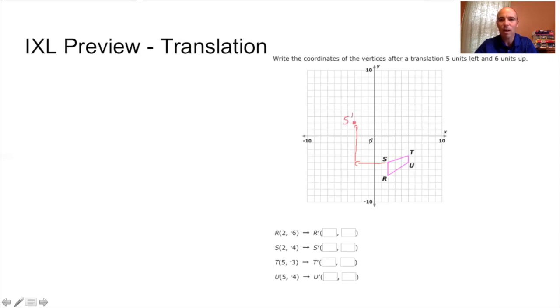All right, cool. And I'm going to do the same thing with each of these, right? So my new R, it looks like I'm going to go over 5, up 6. Okay, so it should be right here, I believe. You might want to check me on that one. And then my new T, right, over 5, 1, 2, 3, 4, 5, up 6, 1, 2, 3, 4, 5, 6, up. My new T. And then finally my new U, same thing. Okay, and then I have my new thing here.